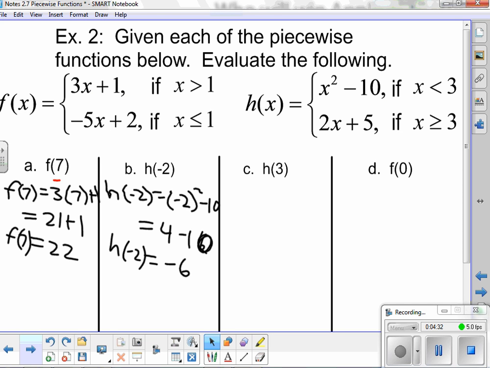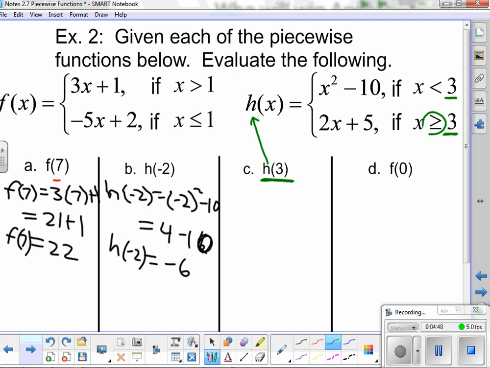Okay, I'll do this one in green. This is another h of 3. So I look at the h, so I know I'm using that one. 3 is equal to 3. So there's your 3's. 3 is equal to 3.